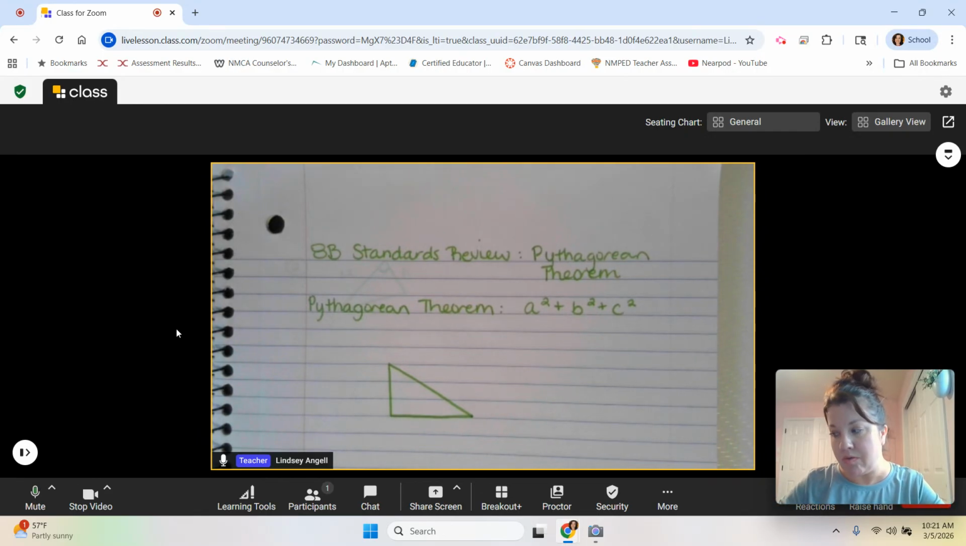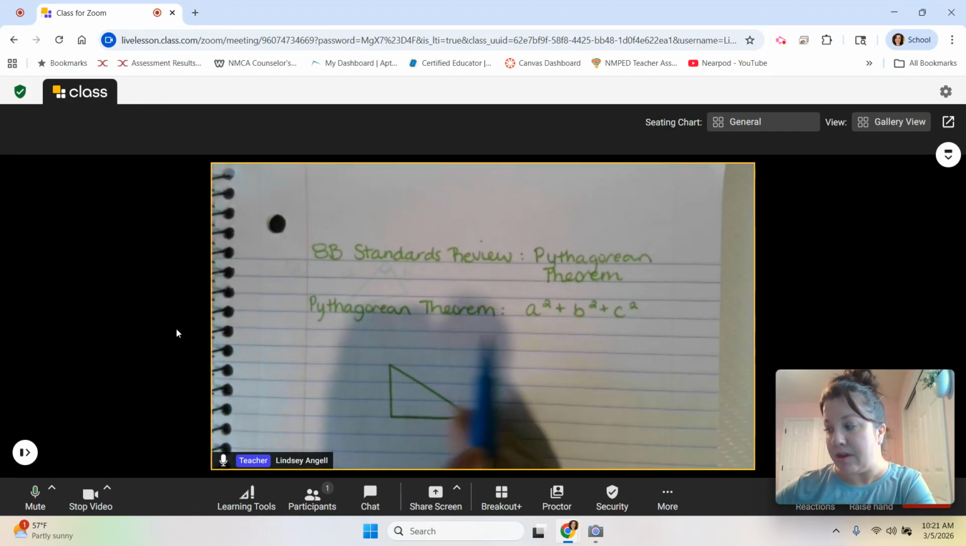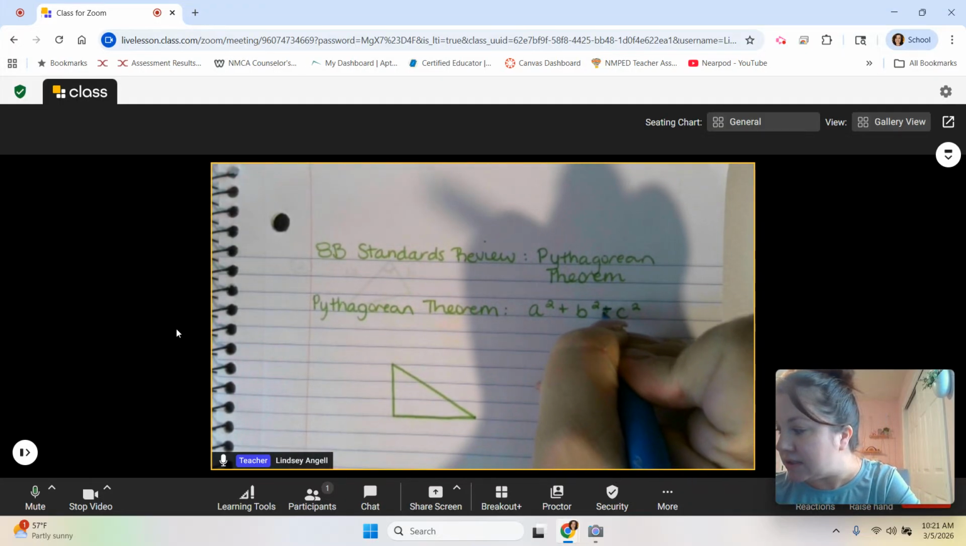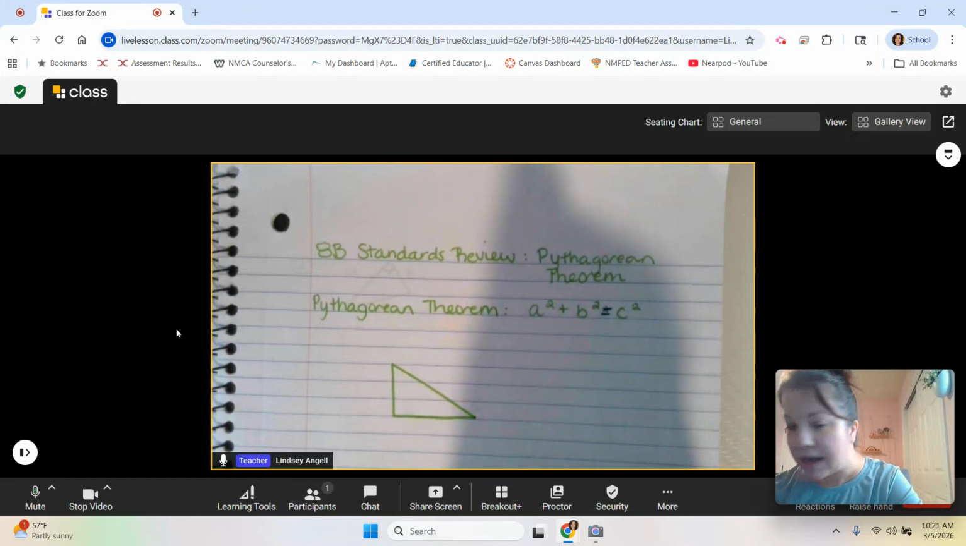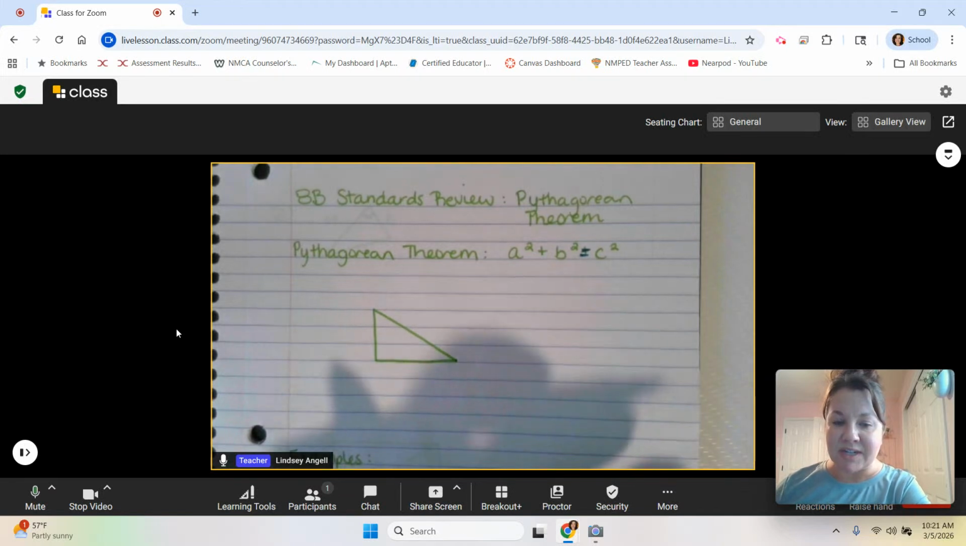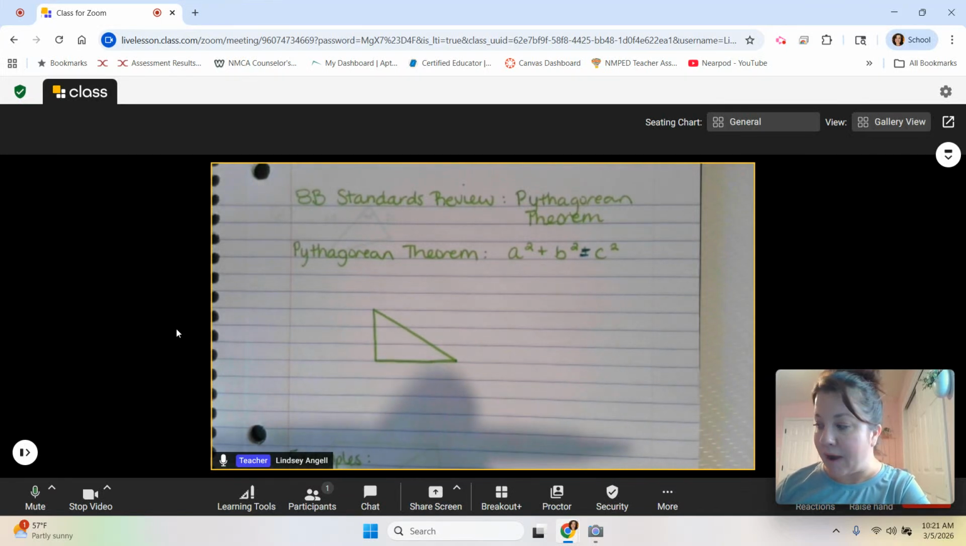So as a review, first off, the Pythagorean theorem is a squared plus b squared equals c. Oh, this should say equals c squared, not plus. Look at that, I'm already messing up. Okay, and it refers to the side lengths of right triangles.